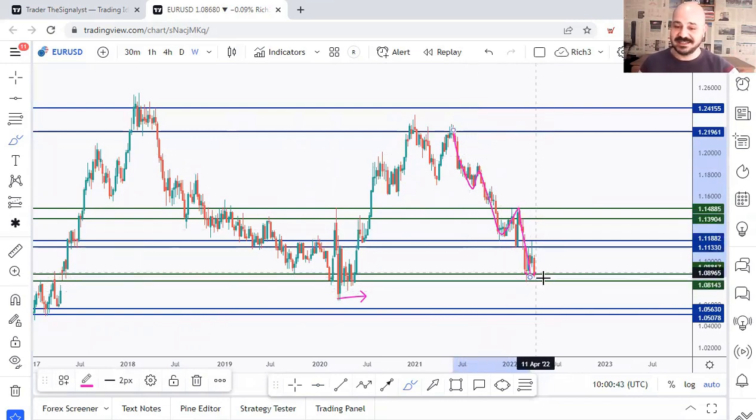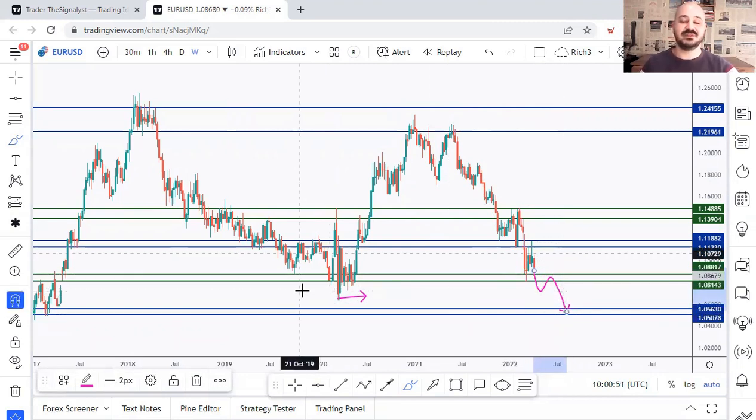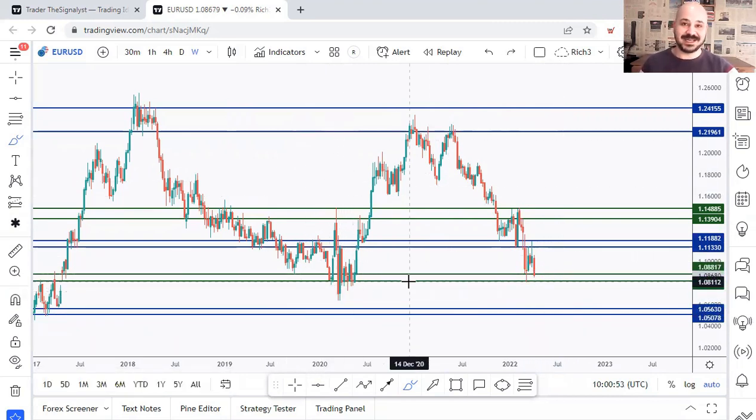Approaching a support area. So now we are expecting a correction till here, unless of course this support is broken downward, it would become a resistance and a movement to the lower support would be expected.